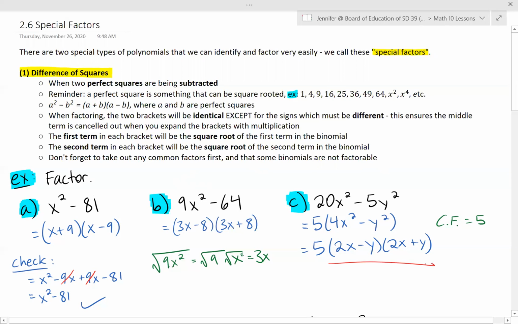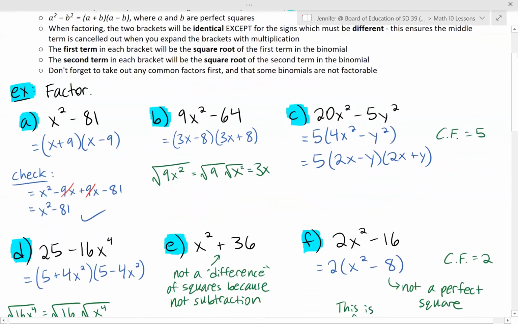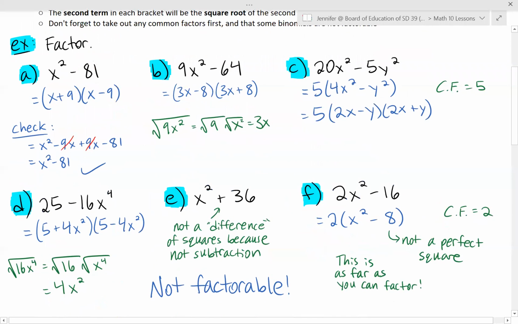So then we set up our two brackets. They're going to be identical except for different signs. The first term will be 2x because that's the square root of this first term. And the second term will be y because that's the square root of the second term. A couple more examples, I'll go a bit faster.